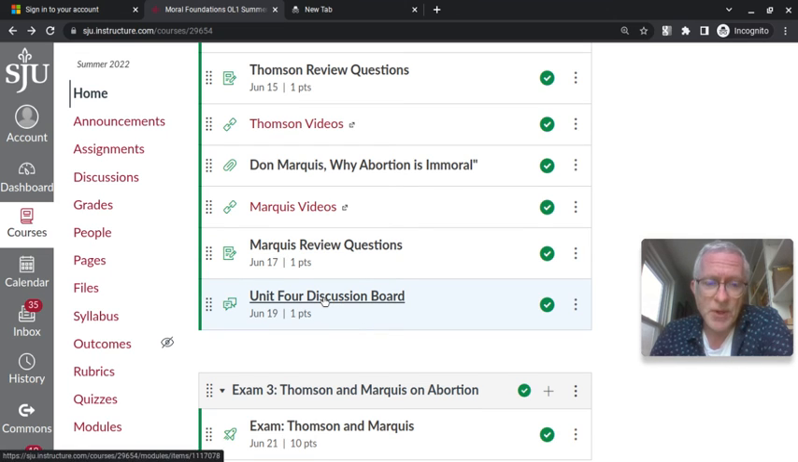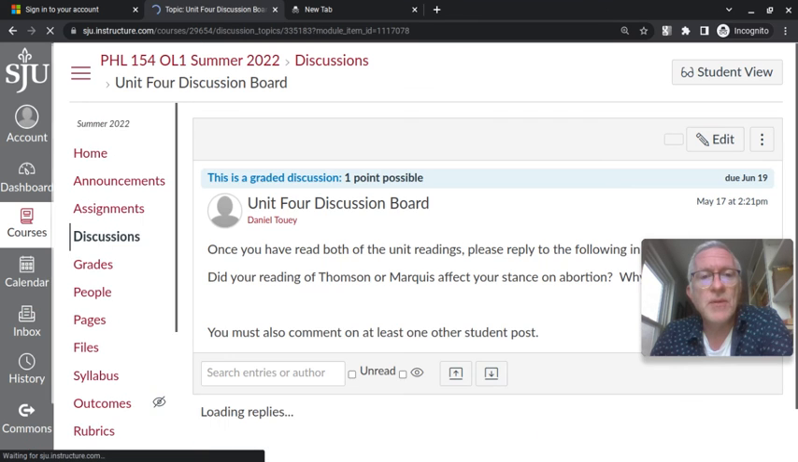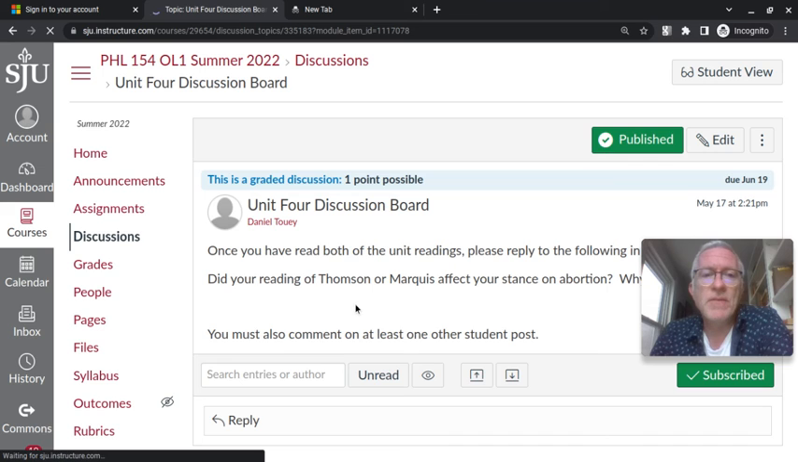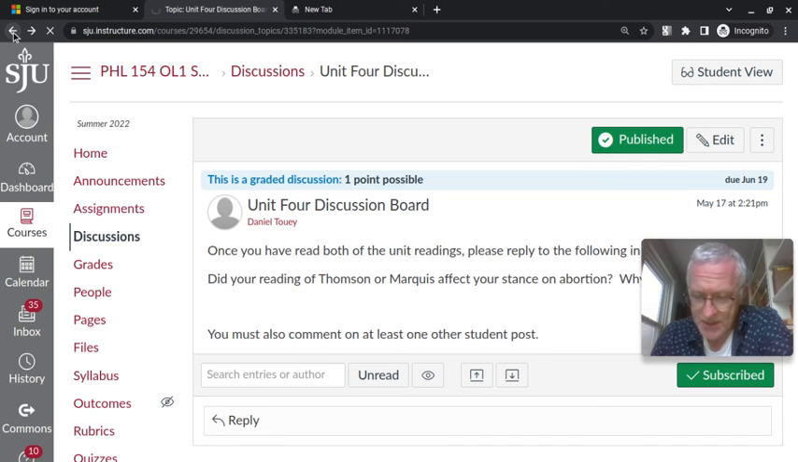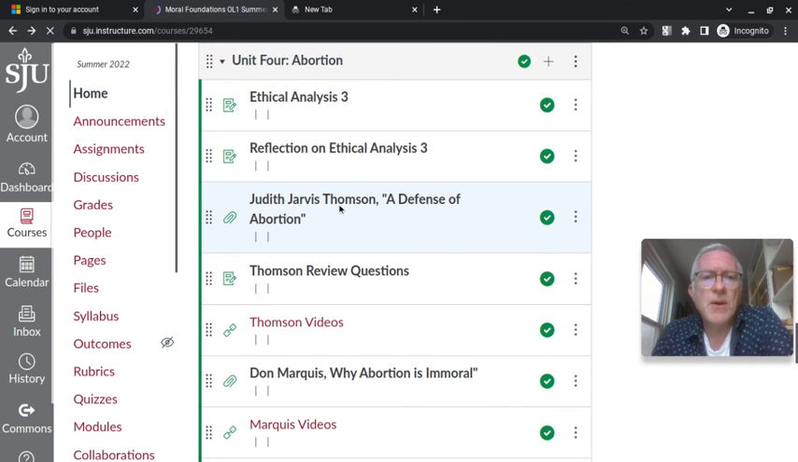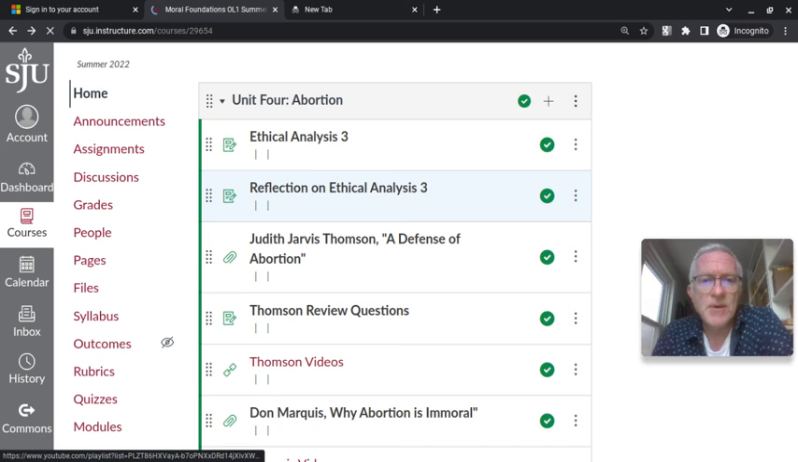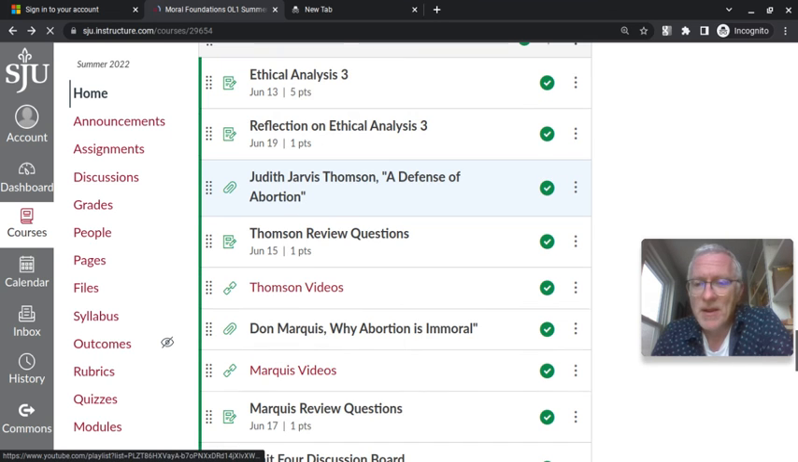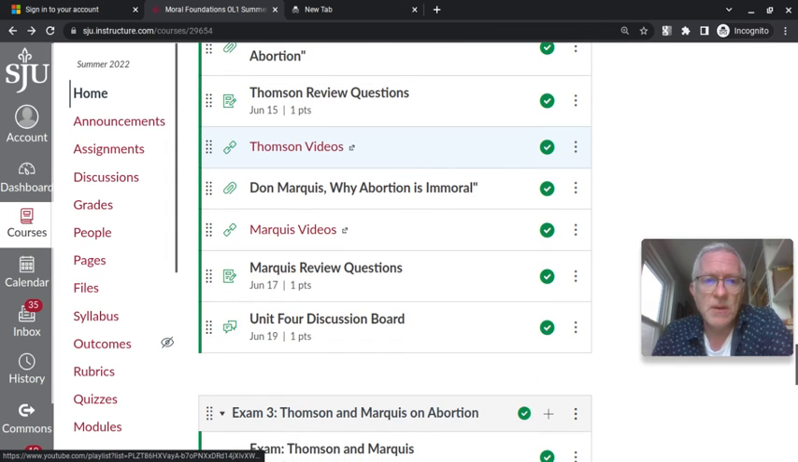Aside from that, there's the discussion board. I don't even know if I put a prompt up yet for the discussion board. I don't think I did. Oh, I have. Okay. So you have something to respond to on the discussion board. Just remember that the discussion board needs to be done sometime during the week. There are review questions both for Thomson and Marquis that are due. They have due dates. Hopefully that's all set up. So yeah, that's about it.